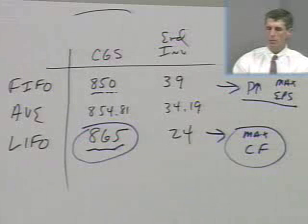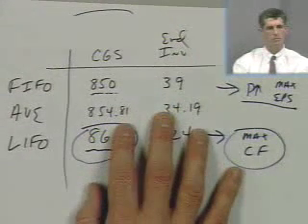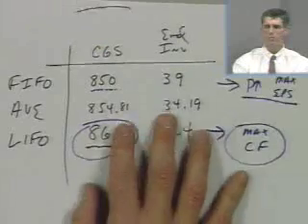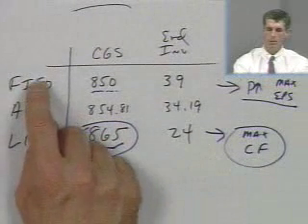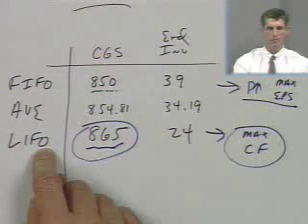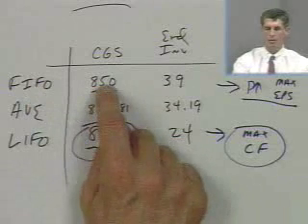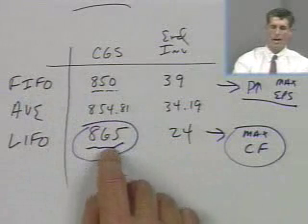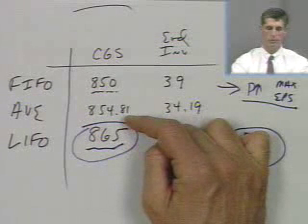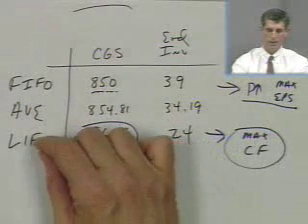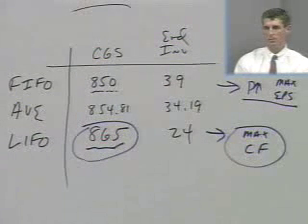Well, here's your question for next time. What do most firms do with respect to inventory? Do they use FIFO or LIFO? Also notice here the two extremes. FIFO gives you the lowest cost of goods sold, LIFO gives you the highest, and average would be where? Somewhere in the middle, right? Because average would be an average of LIFO and FIFO. Hopefully that makes sense. Questions?